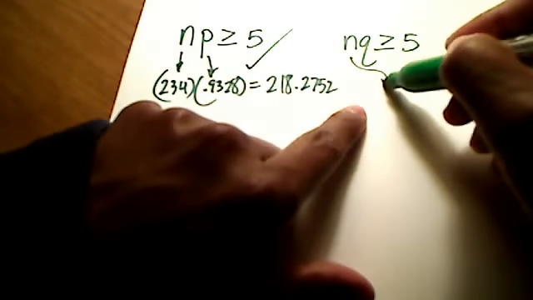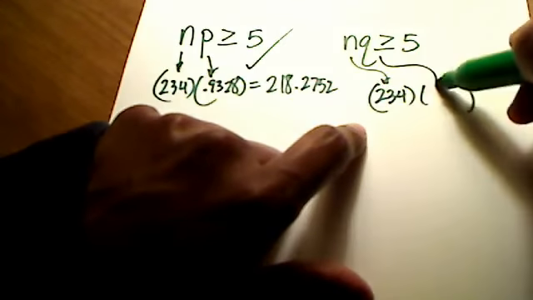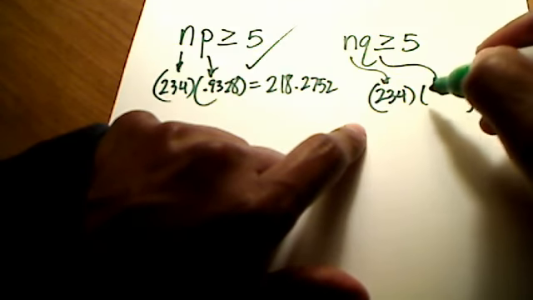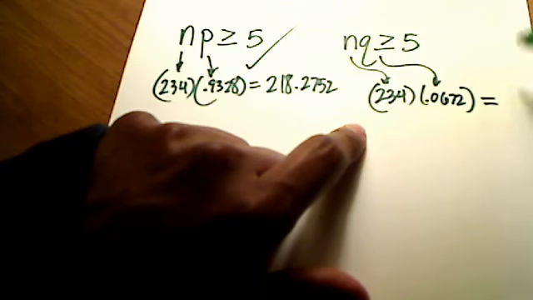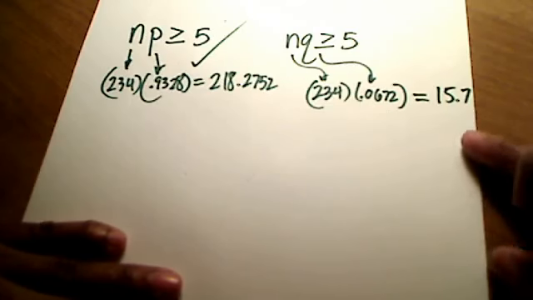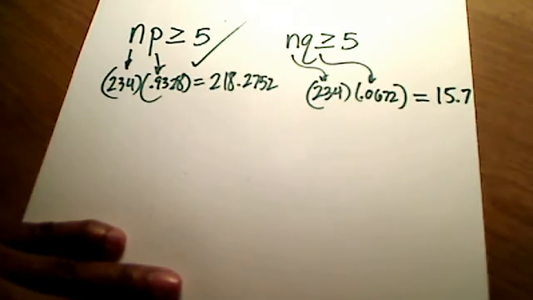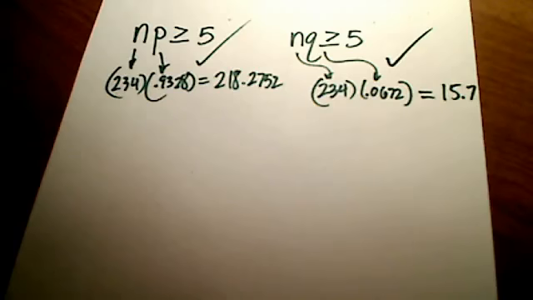The other thing I should check is that this 234 times my probability of failure, which is 0.0672, is also greater than or equal to 5. And sure enough, it is. It comes out to 15.7, and it's got a big, long decimal. But that's definitely bigger than 5, right? So both of those check out.